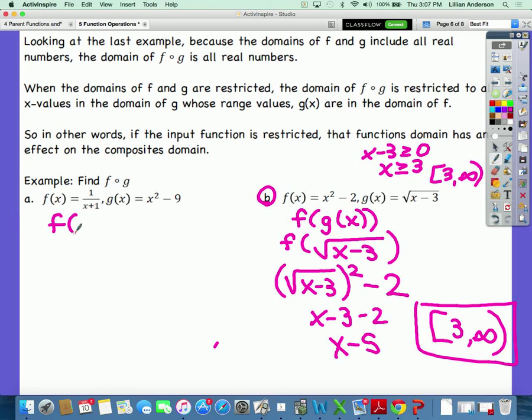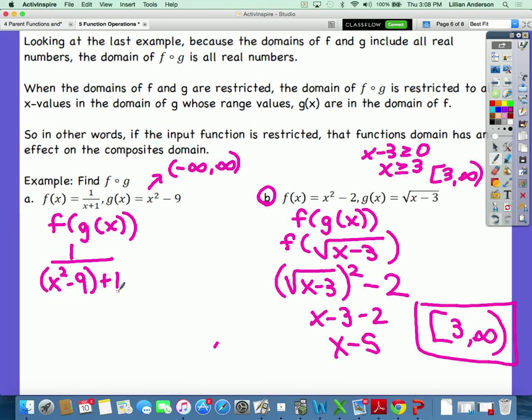I'm doing the same thing, f of g of x. What's the domain of g? So I have no restriction here, do I? No, okay? So I'm going to do my composite like I was doing before, and I'm going to find the domain of that. And if there's a restriction on that, then that's my domain. So I plug in g. So it's going to be 1 over x squared minus 9 plus 1.